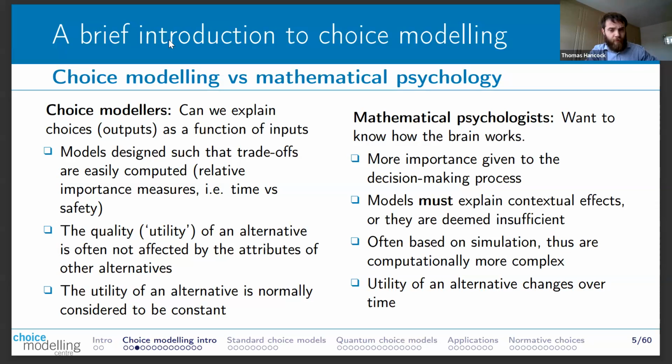This makes these models often a little bit more complex, and they're often based on simulation, which makes it harder to use these in real world data or real world choice contexts. And they do often have this sort of dynamic utility. So the preference for different alternatives will change over time, and that's explicitly captured in the model.